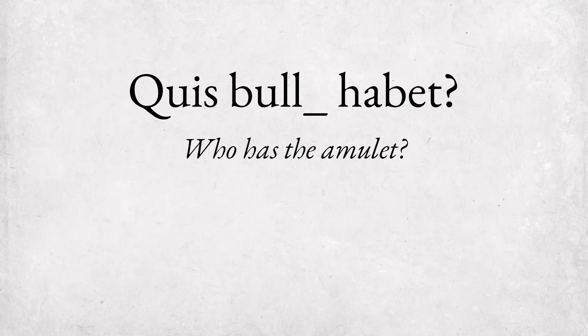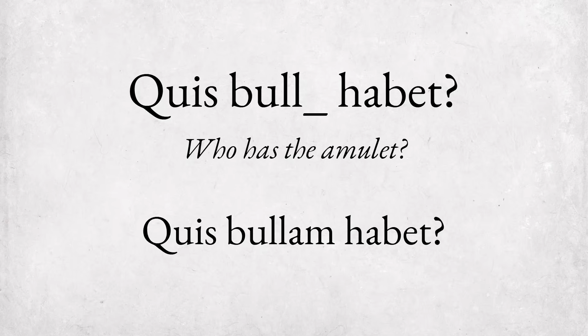Who has the amulet? And this one is slightly tricky, so think well. The solution is quis bullam habet. This one was a bit tricky because we only have one gap. So you had to take into account that the subject was already provided, quis, who. So the amulet, bullam.